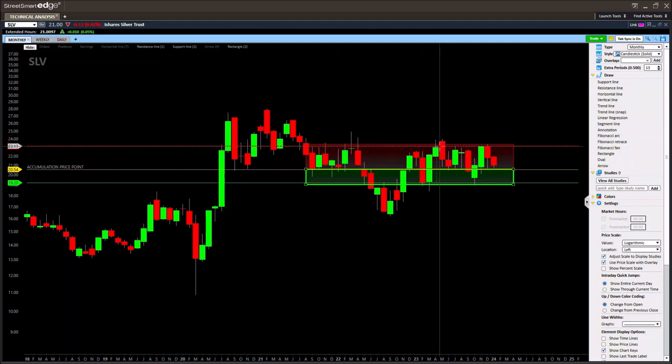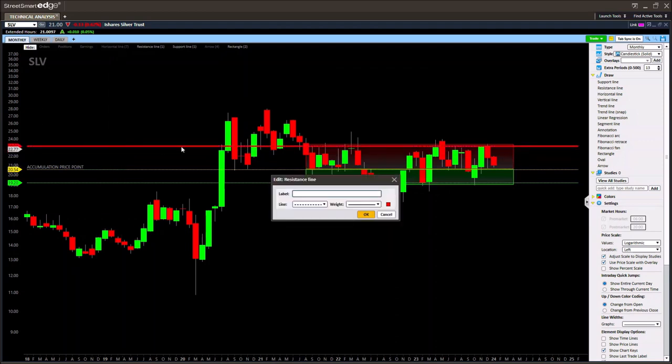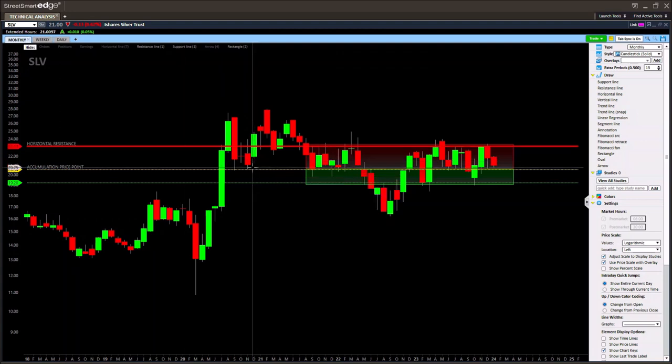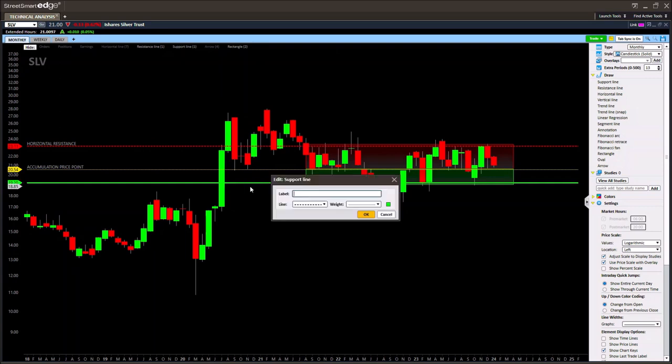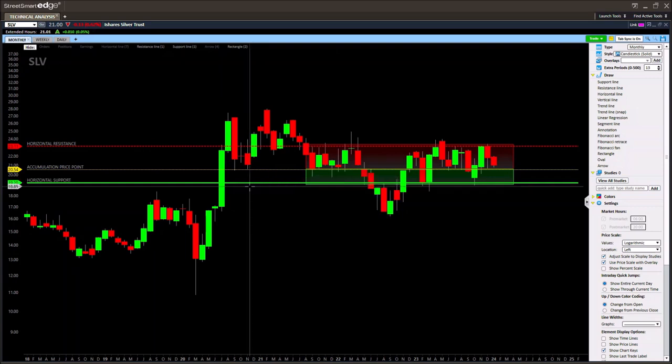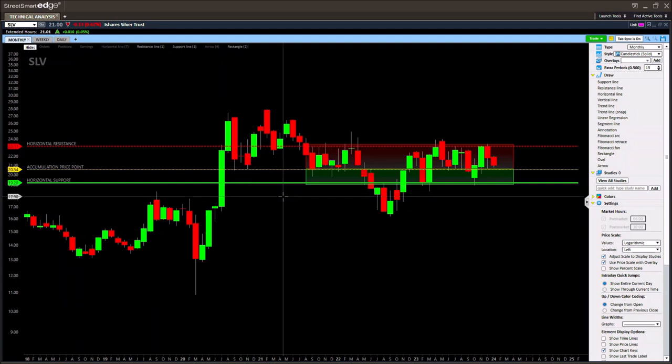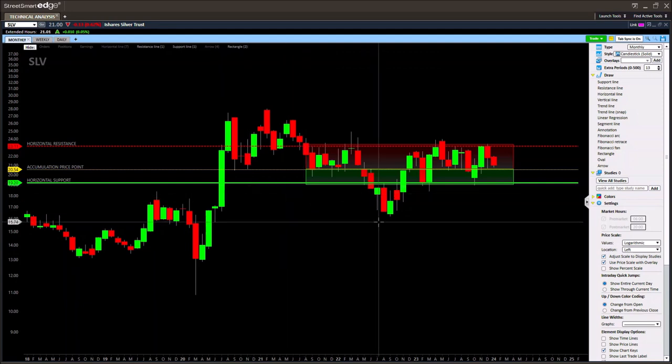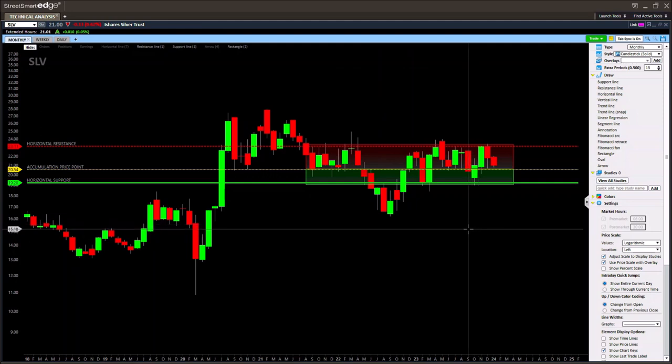Label your horizontal lines. Always label them. This is what I like to do. So we have our accumulation price point. This is horizontal resistance, so let's label that as such. Horizontal resistance. And at the bottom, horizontal support. You got to call it horizontal support and resistance because we're going to touch on the next kind of support and resistance, which is trendline support and resistance.